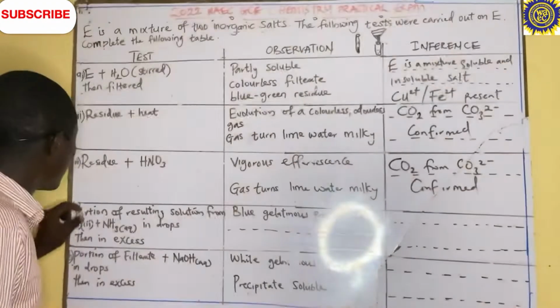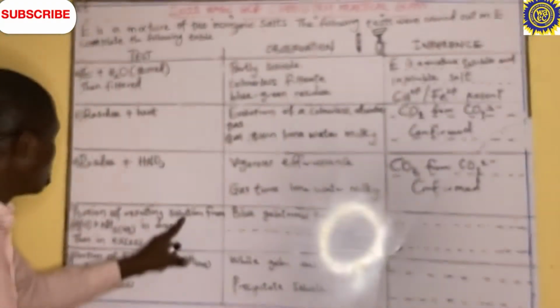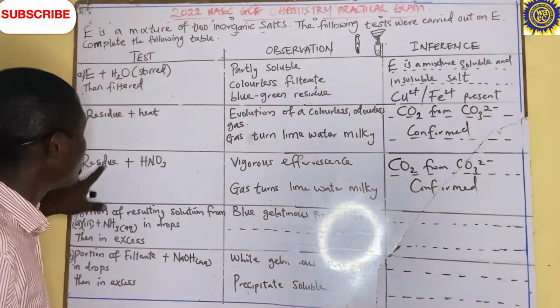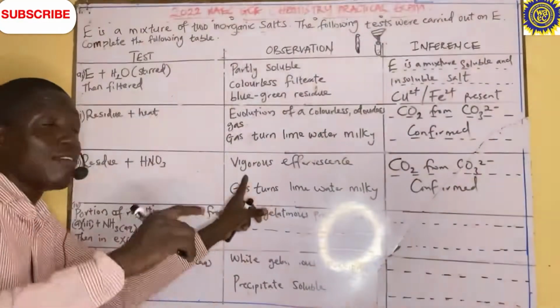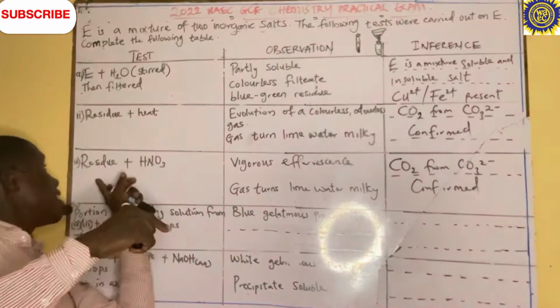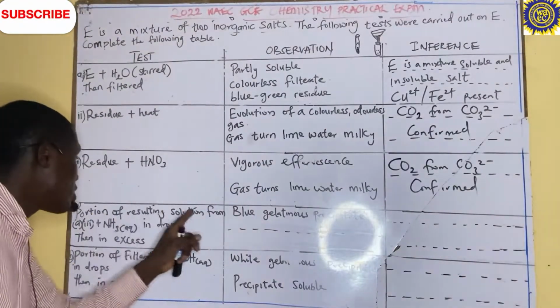So now the next one is a portion of the resulting solution. After this HNO3 has been added to the residue, I told you that there will be vigorous effervescence, and after the complete effervescence has occurred, it will turn the residue into solution. That is, it will dissolve the residue, and that solution is now brought here.